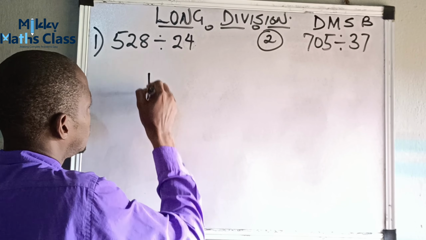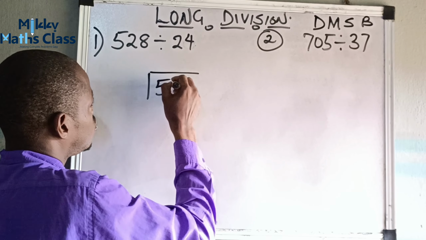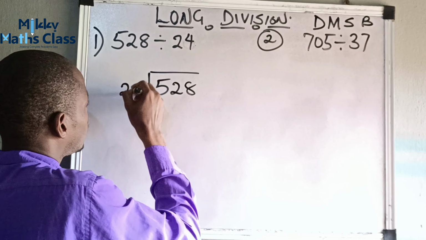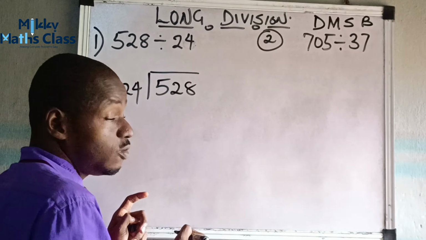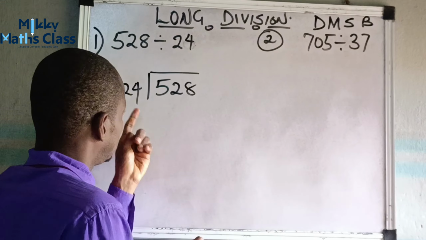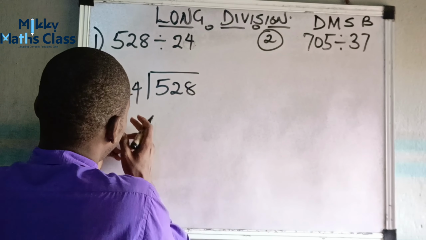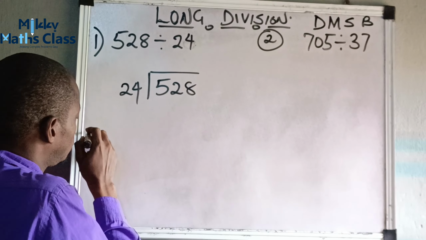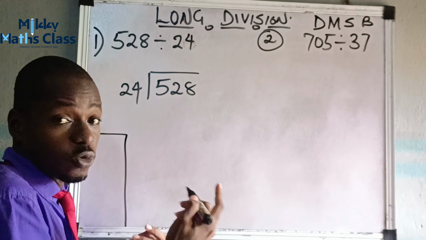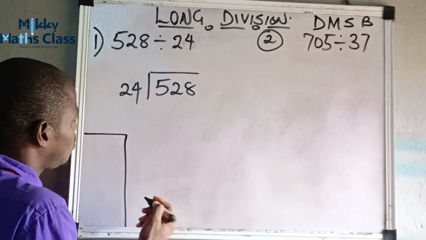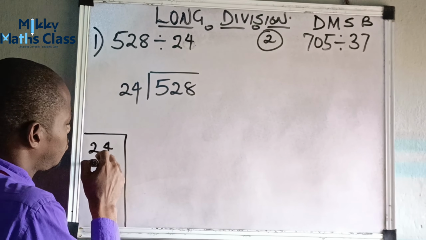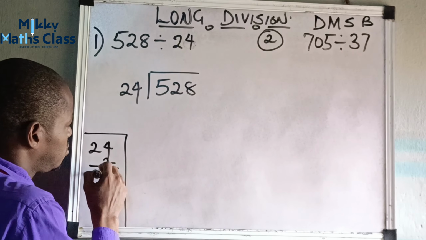58 divided by 24. And what did we say? We said this is the dividend, this is the divisor. Now, the first thing to do when you are dividing, create quickly at one corner your 24 times table, at least up to 9. Up to 9 and you are good to go. So 24 times 2, that's 48.